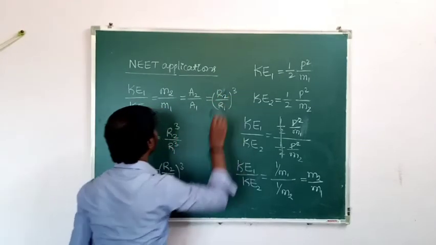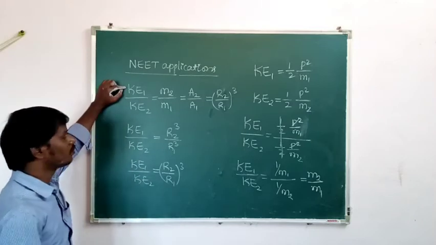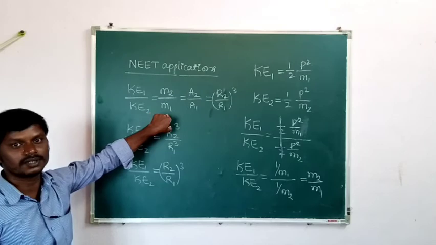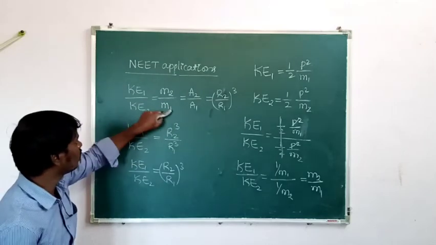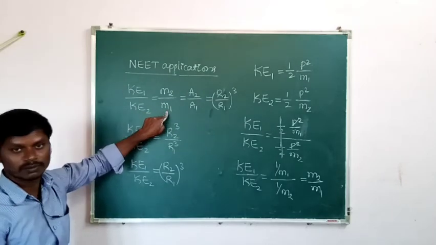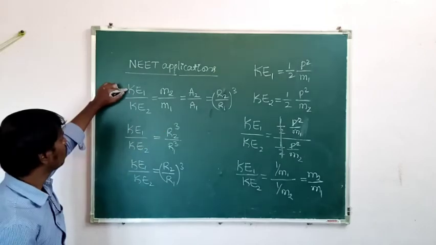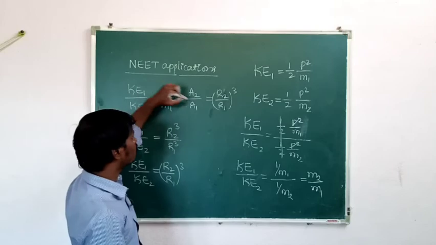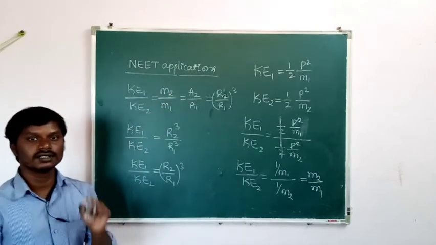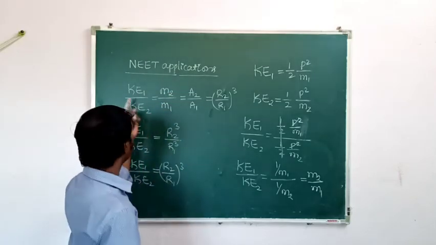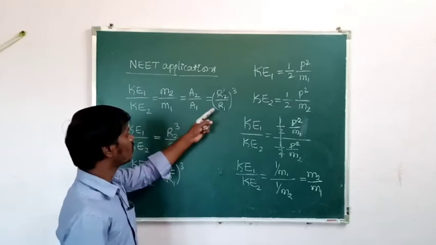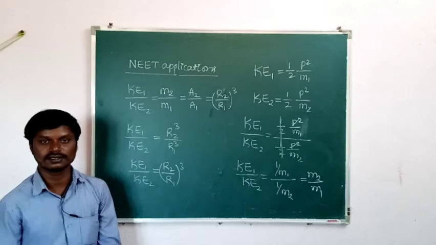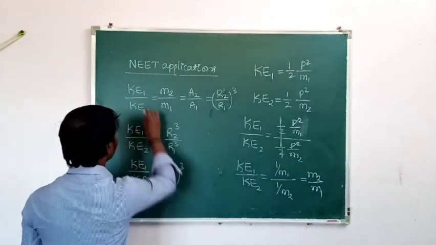So what it is showing, the kinetic energy of the lighter nucleus is inversely proportional to the mass of the nucleus. See here, Ke1 is inversely related to M1. And also the kinetic energy of the nucleus is inversely proportional to the mass number of the given nucleus, and also inversely proportional to the cube of the radius of the nucleus. So this is about the second NEET application.